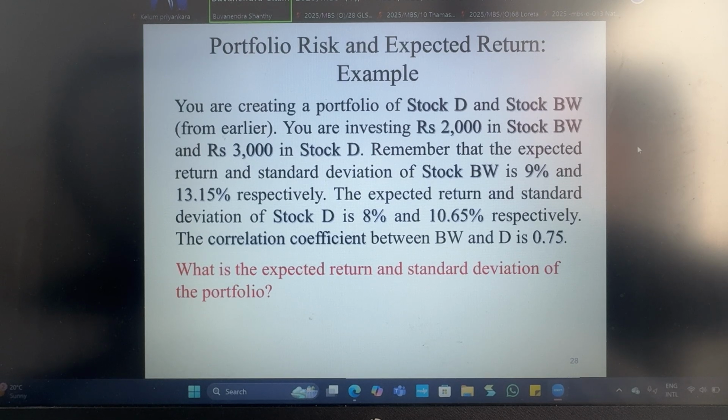I think we can take a 15 minute break now. We are always taking breaks now. So I can continue after 15 minutes with this portfolio's quantitative question. Okay, shall we go for the 15 minute break?